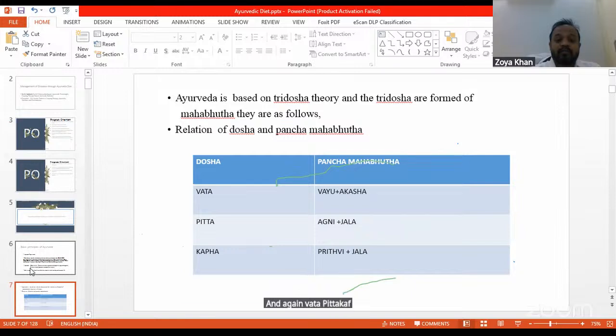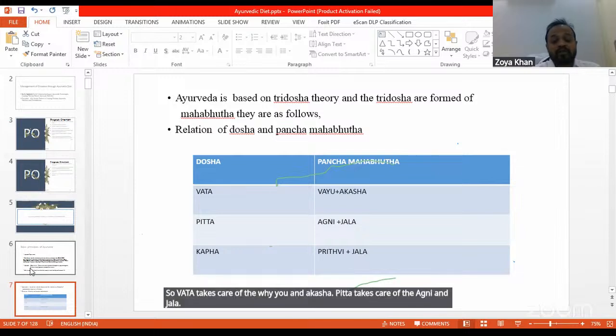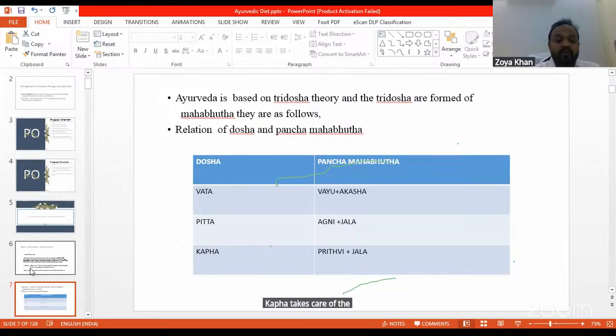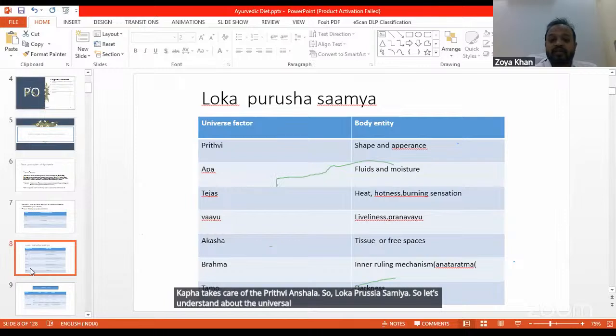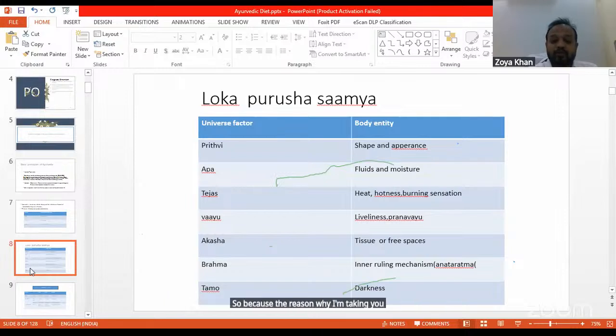If we see the predominance of the doshas as per the Pancha Mahabhuta, Vata takes care of the Vayu and Akasha, Pitta takes care of the Agni and Jala, Kapha takes care of the Prithvi and Jala. So, Loka Purusha Samya. Let's understand about the universal factor and its body entities.